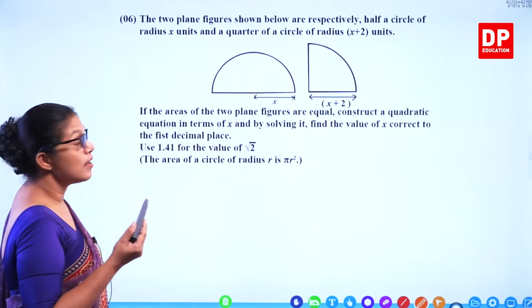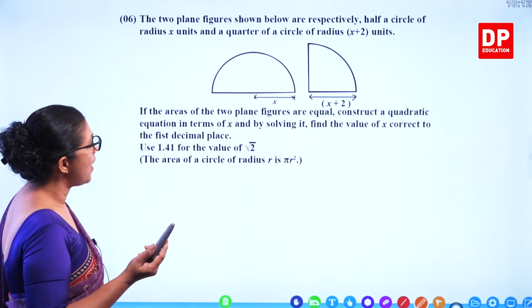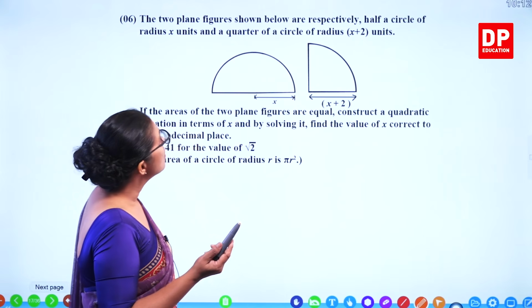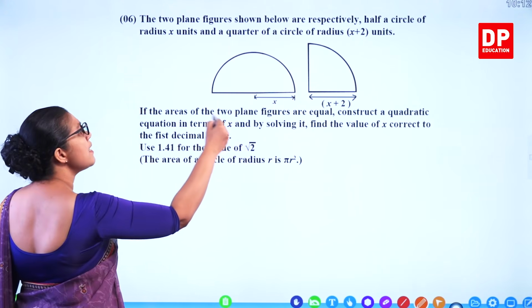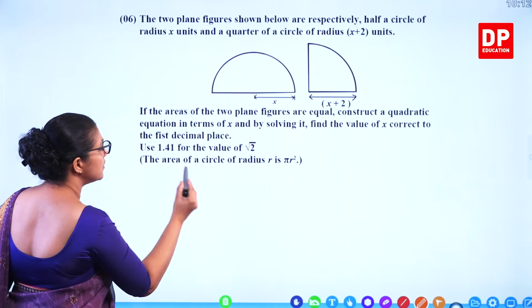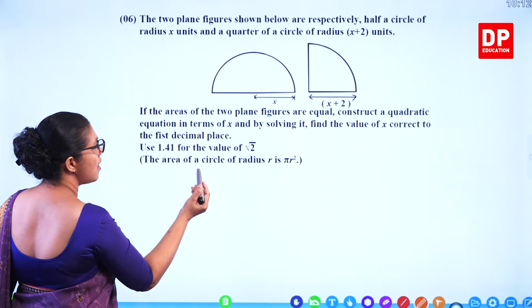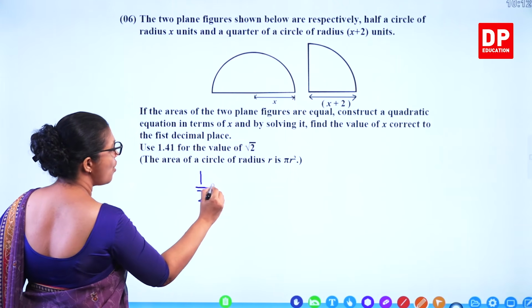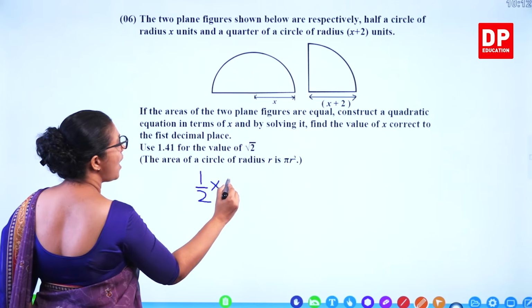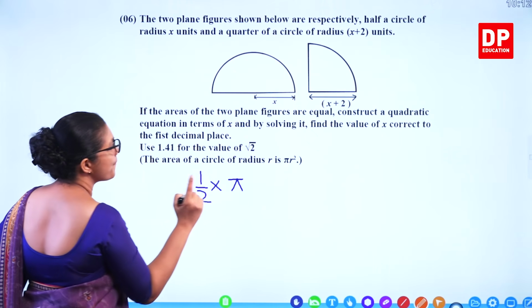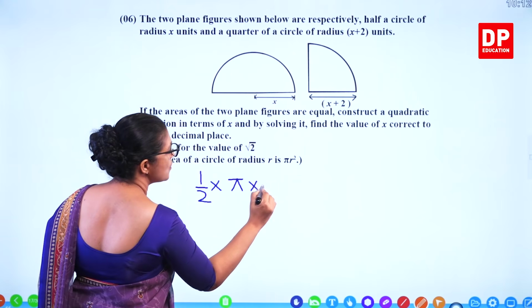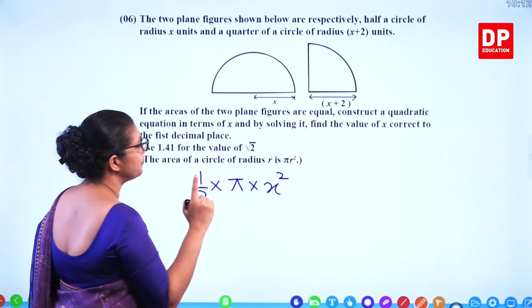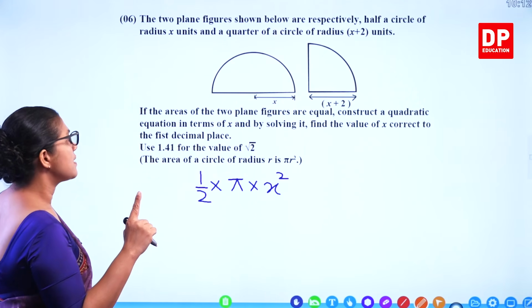And it says, what's the area of a circle? Pi r squared. So we'll do step by step. What's the area of the semicircle? Half into pi r squared. X is the radius value, so half pi x squared. That's the area of the semicircle.